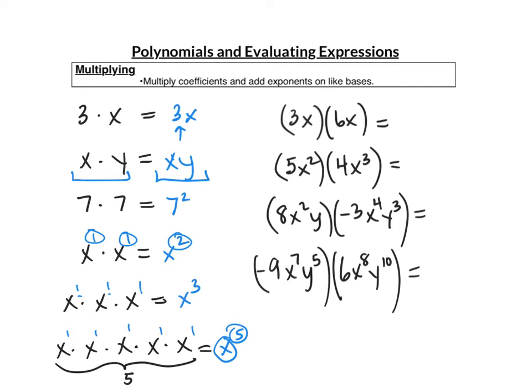3x times 6x, well, I can multiply in any order. There's times between everything here. I'm going to take 3 times 6 and get 18. X times x, that's x to the first and x to the first. That's x to the second.